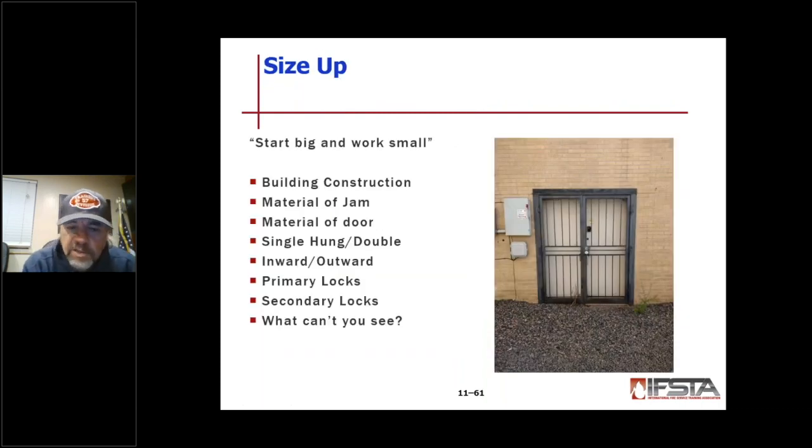So here's part of Captain Williams' presentation that I plagiarized. As I said earlier, start big and work small. What's the building construction? In this case, it has a brick facade at the very least. What's the material of the jamb? This looks like a steel framed security door. Is it single hung, double hung, inward or outward swinging, primary locks, secondary locks? What else might you not be able to see? Somebody want to take a stab real quick and do a quick size up of this entryway?